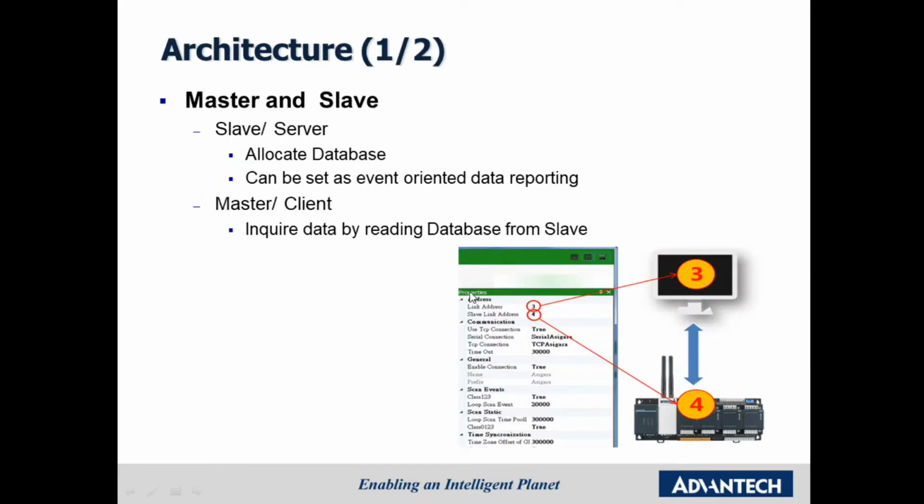We can see the architecture here. The master and slave architecture. The master inquires data by reading the database from the slave, also called the client. The slave allocates the database. It can be set as event-oriented data reporting. It is also called the server.